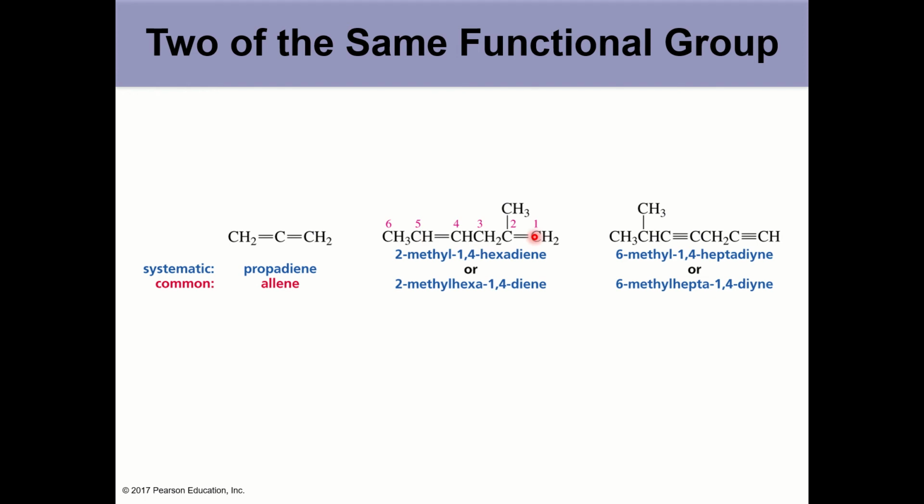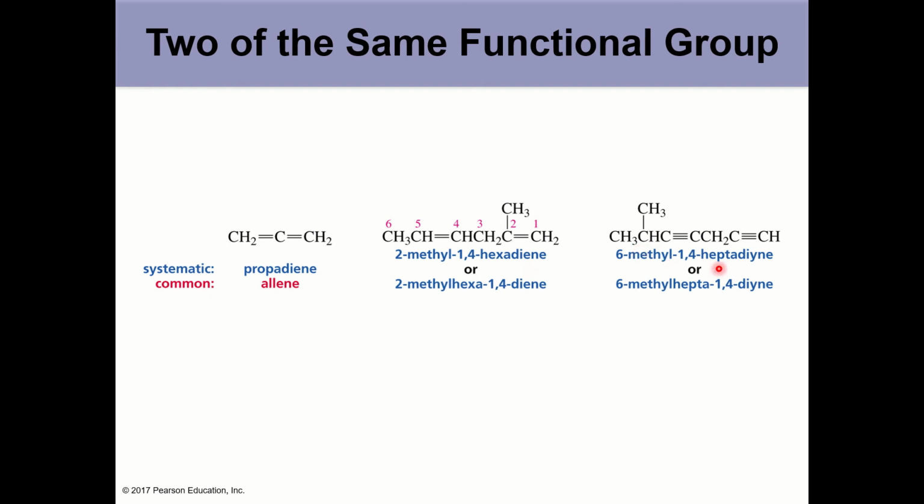So we're going to state 1 and 4 to indicate where the double bonds begin, and then the number of carbons in the main chain, hex, and then the number of double bonds, di, and then the fact that they are double bonds, ene.